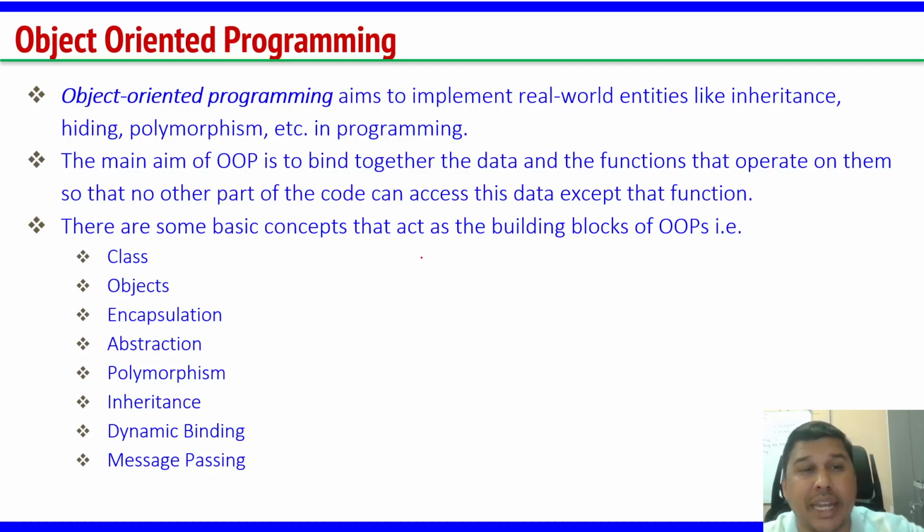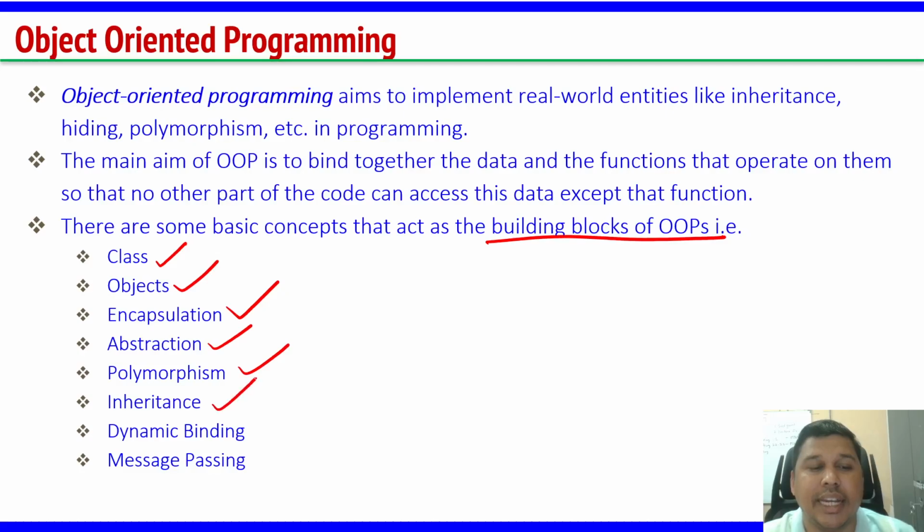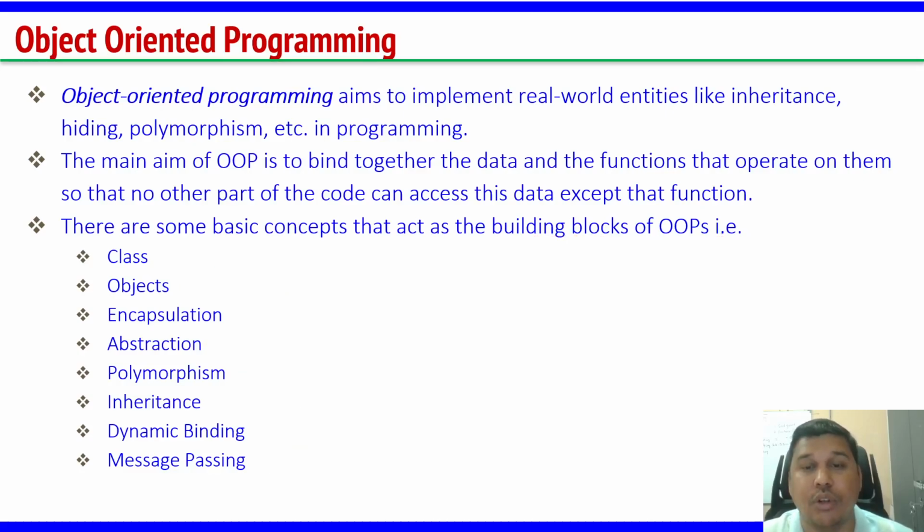Very important from the exam point of view or interview point of view: what are the basic building blocks of OOPS? These are the 8 basic building blocks of object-oriented programming: class, object, encapsulation, abstraction, polymorphism, inheritance, dynamic binding, and message passing. 8 important principles, everybody has to know this.